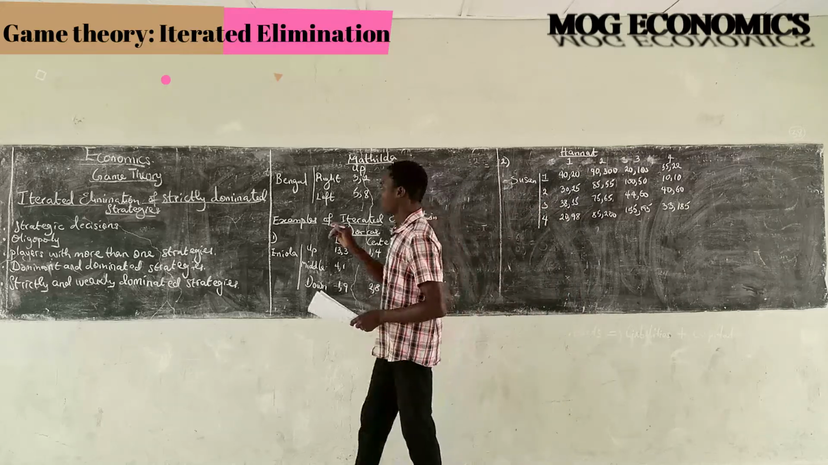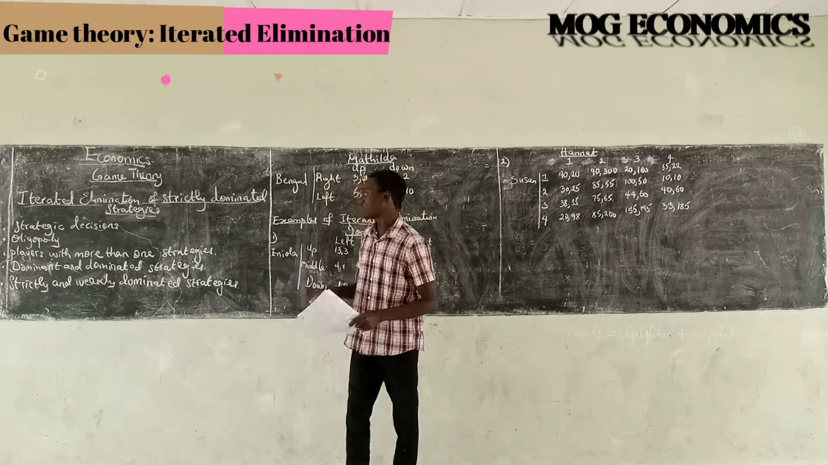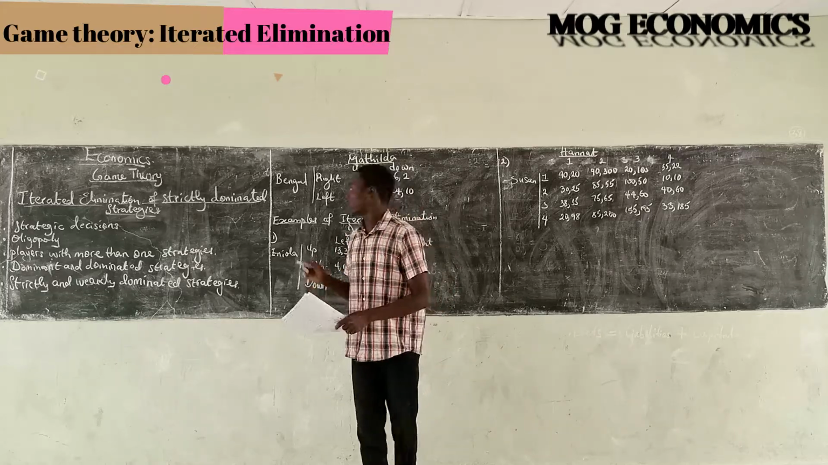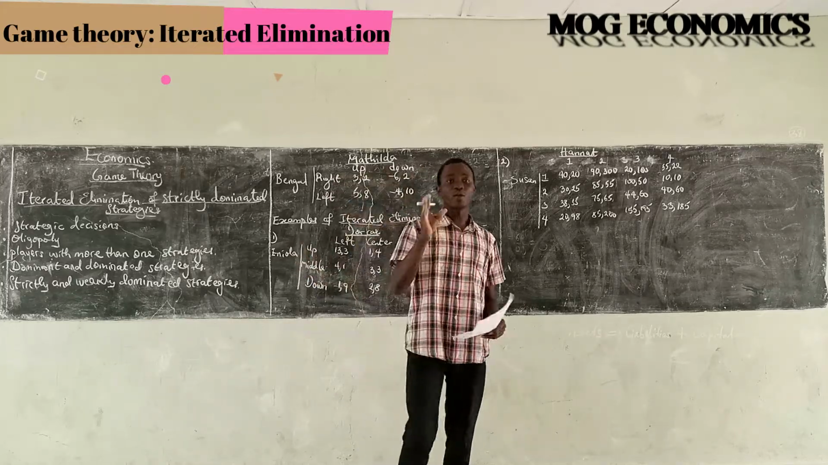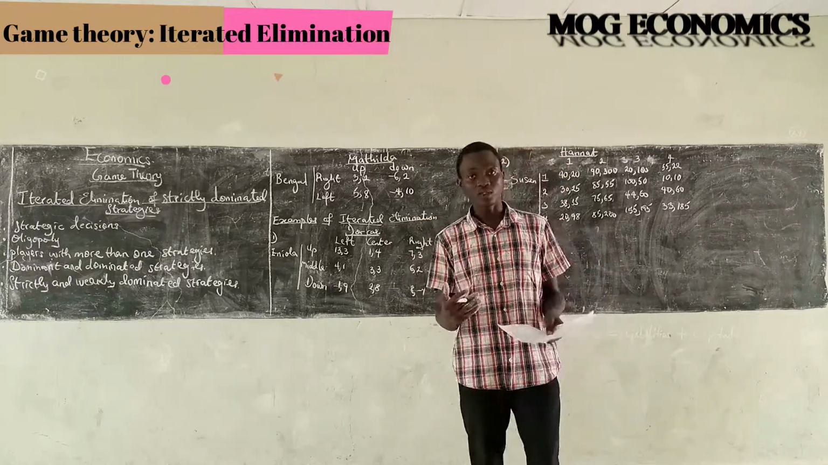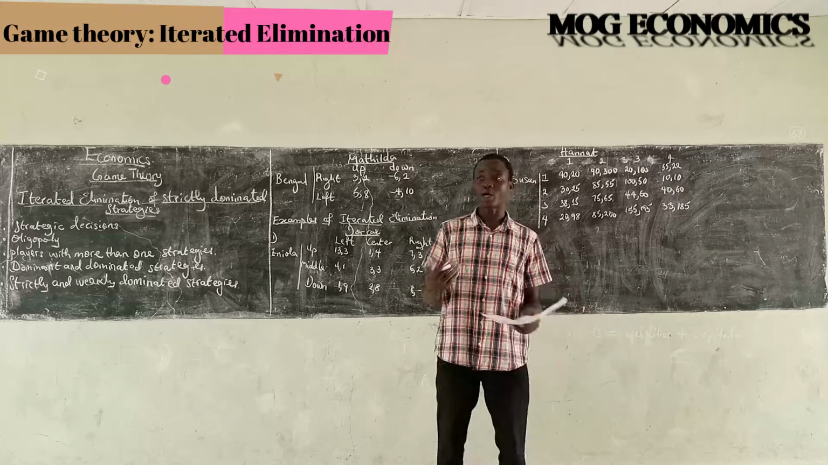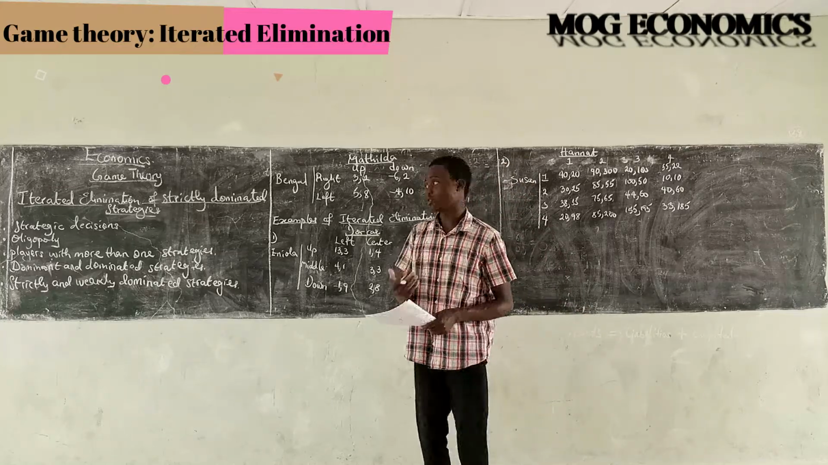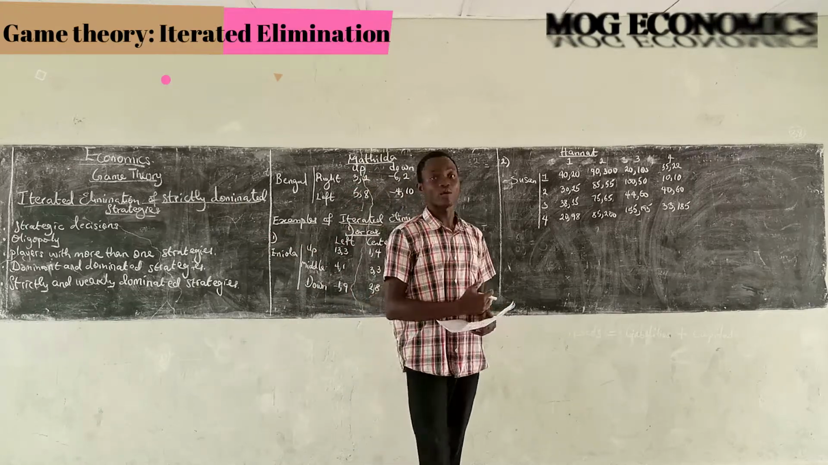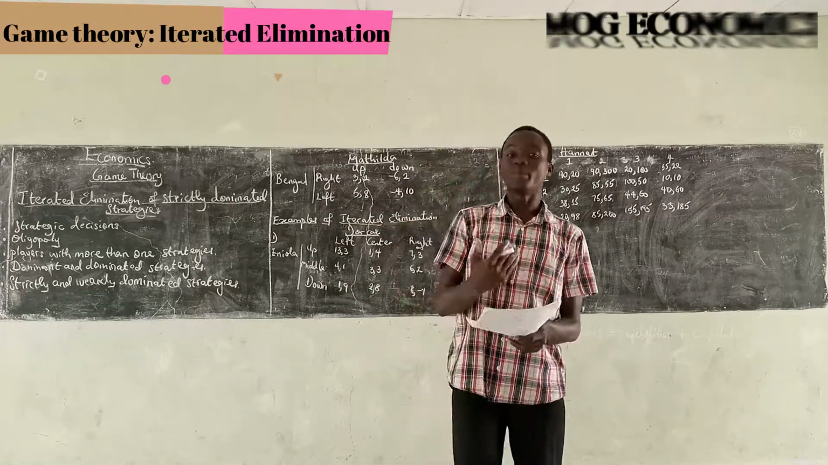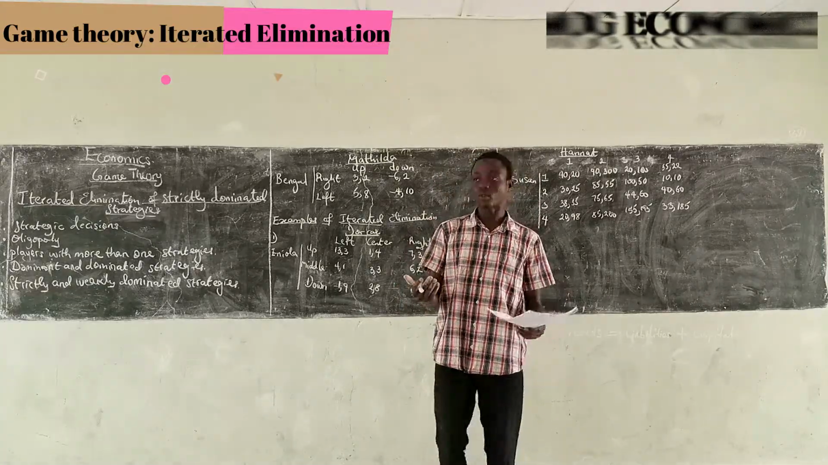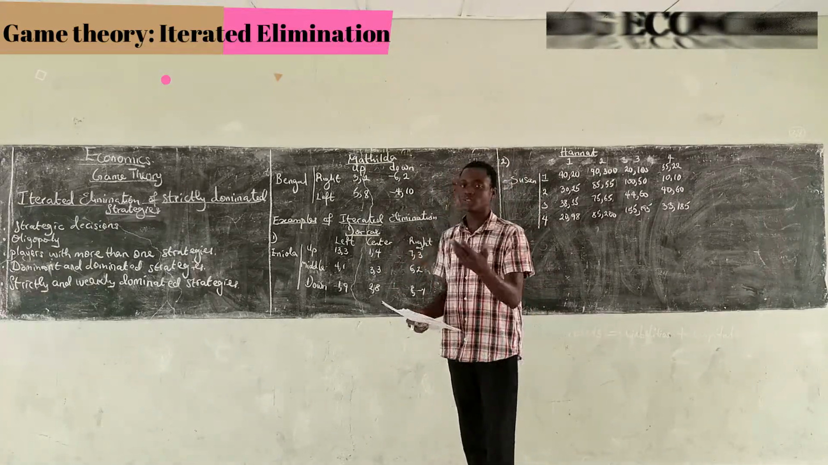So, the subtopic in game theory today is iterated elimination of strictly dominated strategies. Game theory on its own is just a study of how concerned parties respond to strategic situations, or how they make strategic decisions. Basically, it is a study of how concerned parties make strategic decisions or how they respond in strategic situations. So when I say strategic decisions, what do I mean?